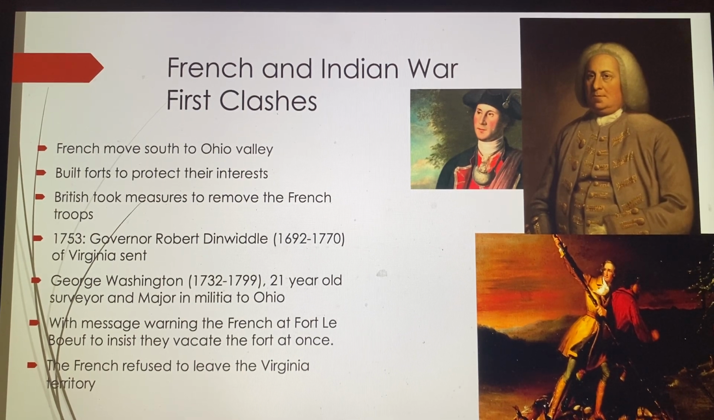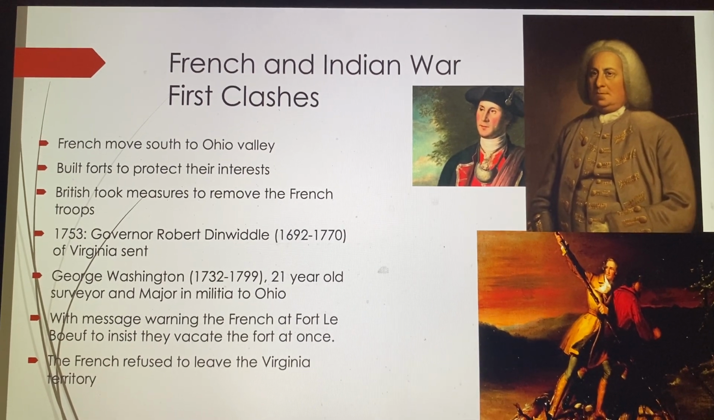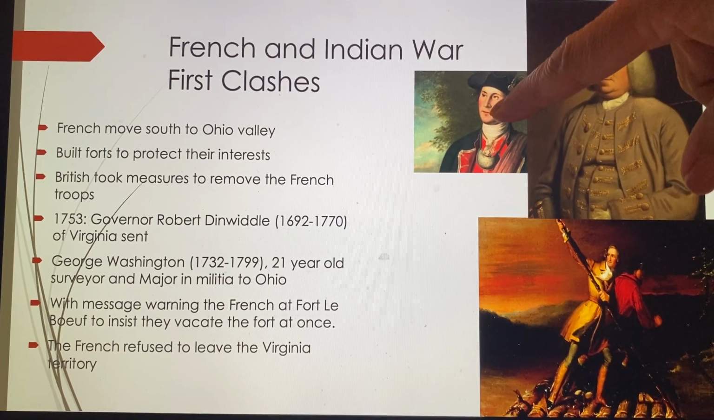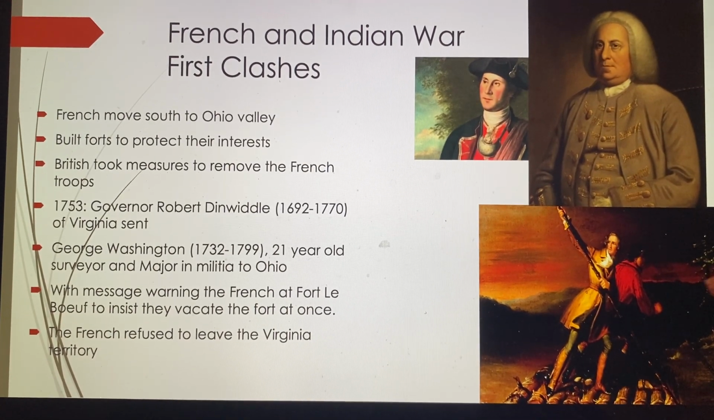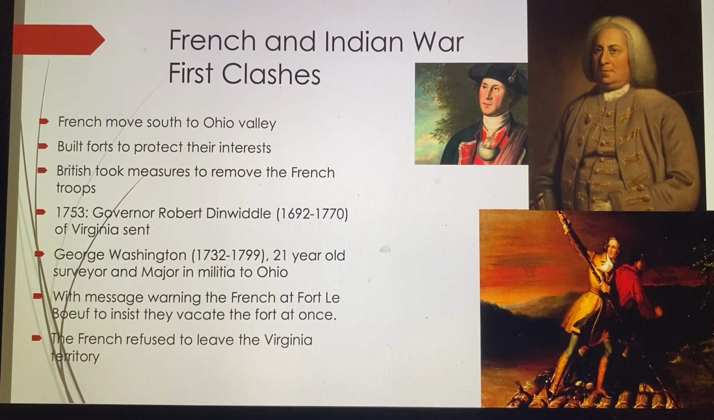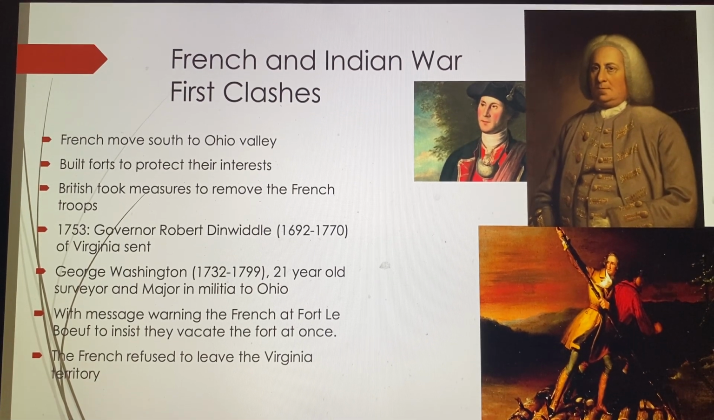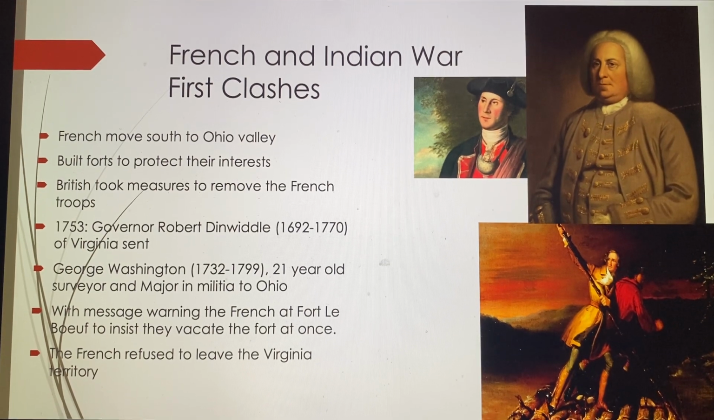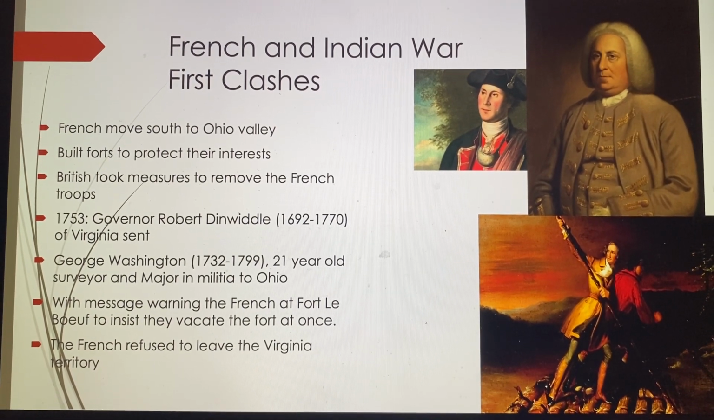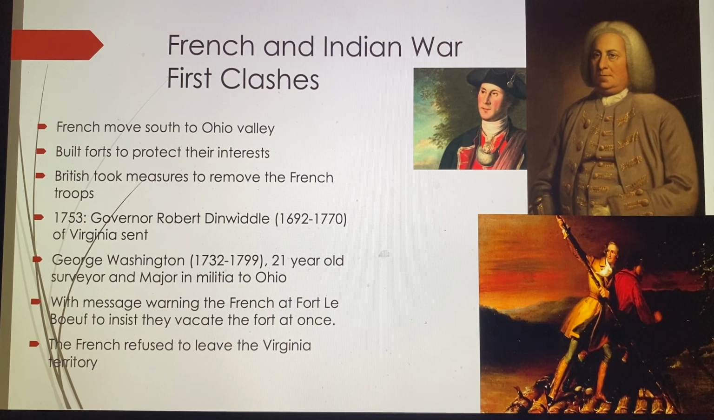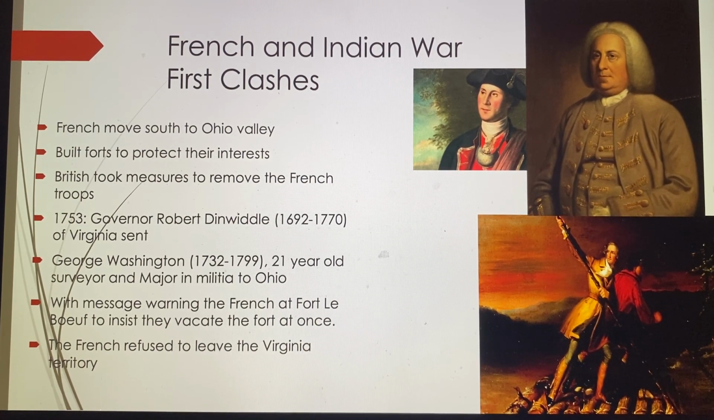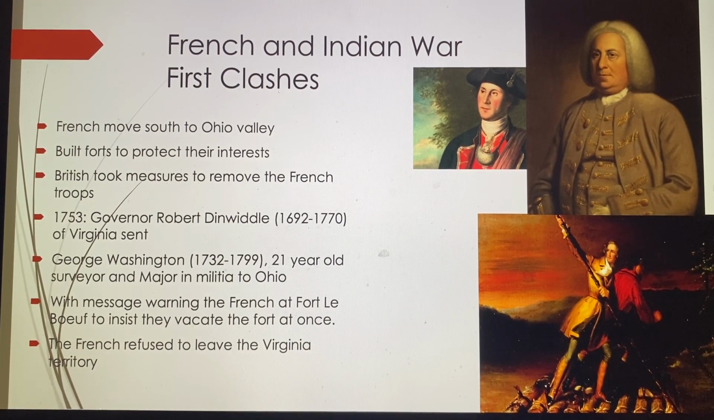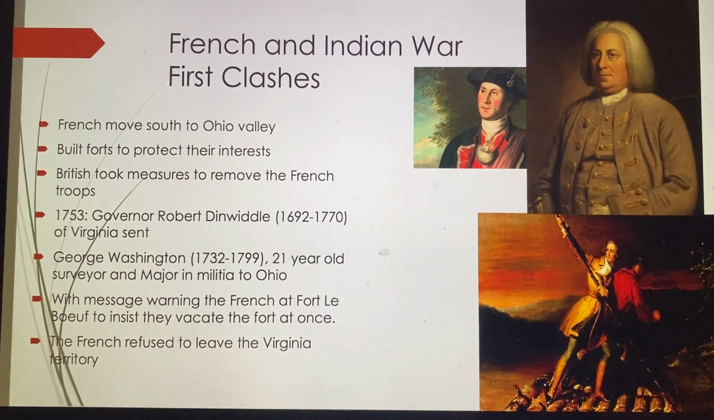So who did he send? Guess who? George Washington. Here's a picture of young George Washington. He sent George Washington in there to tell the French to get out of there. At that time, George Washington was fighting for the colonists who were of Great Britain, right? So the French, though, refused to leave. And so let's see what happens then.